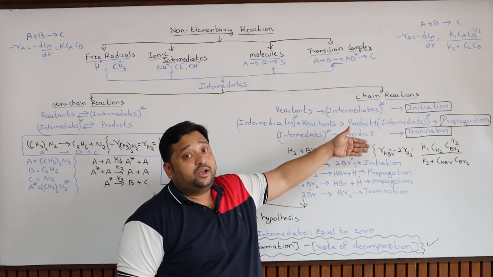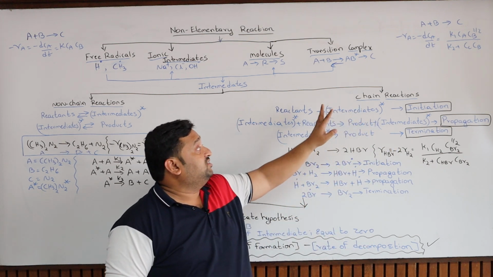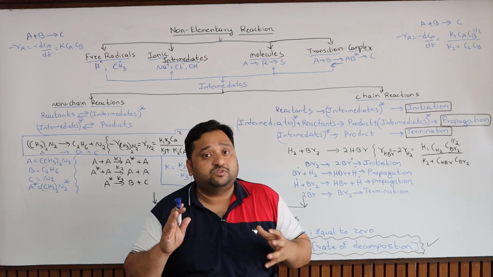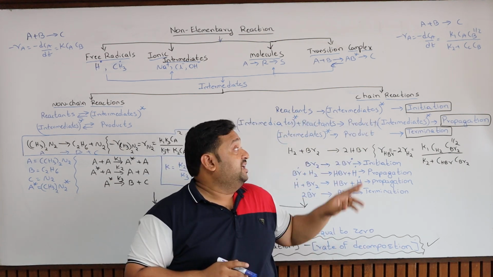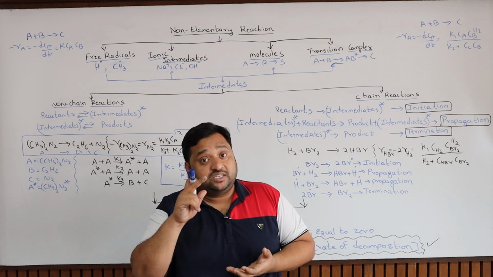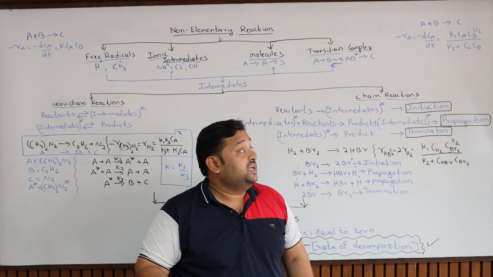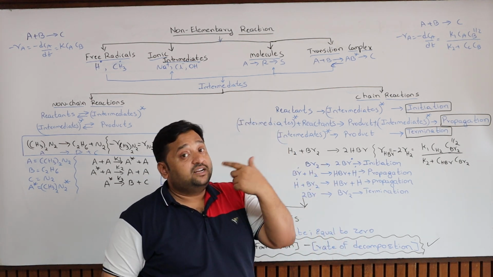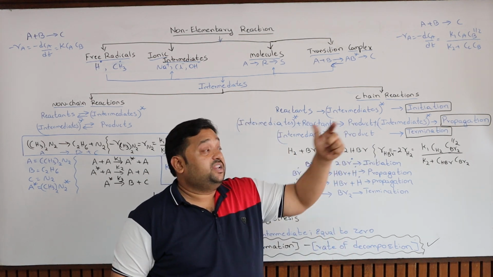There are a few steps in the chain reactions. First of all, the reactants collide among themselves to form the intermediate. The formation of intermediates, which is the reason for the formation of product, is called the chain initiation reaction. And the second step is the chain propagation reaction.